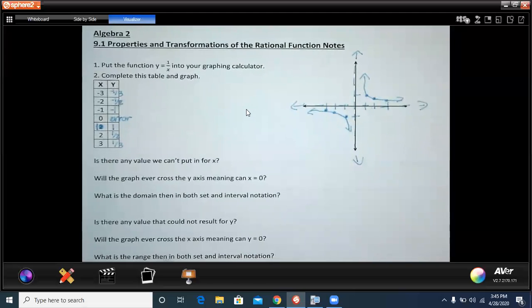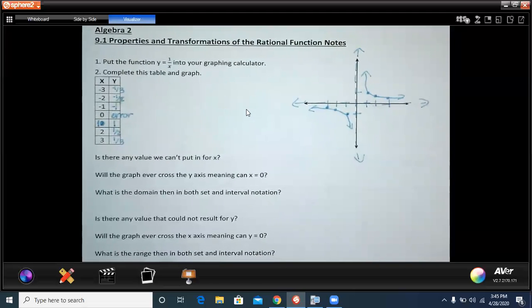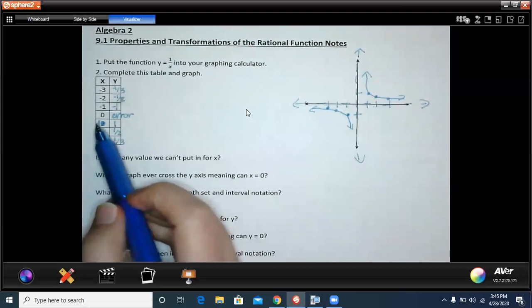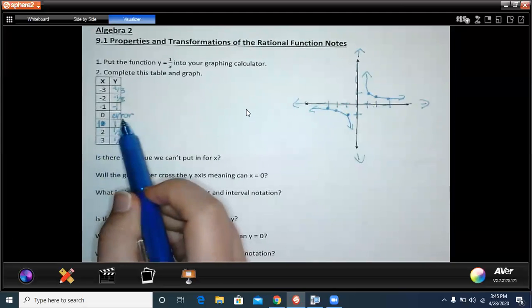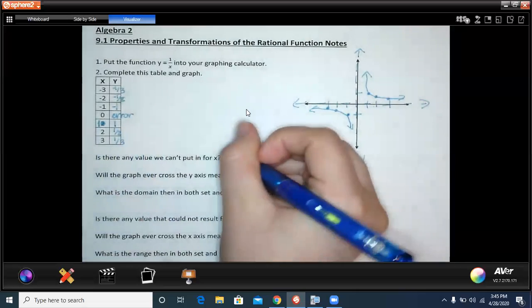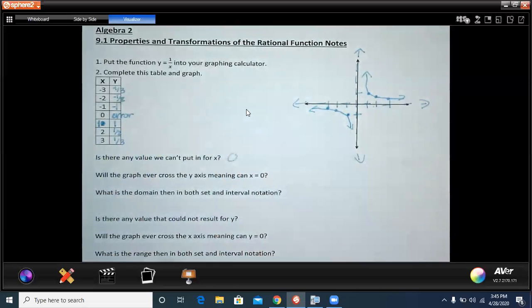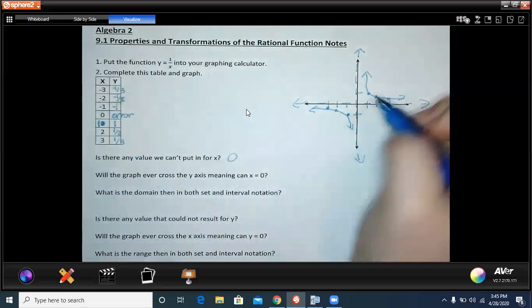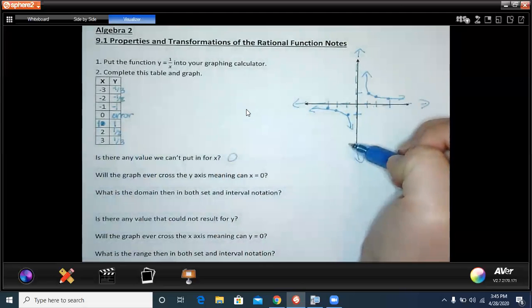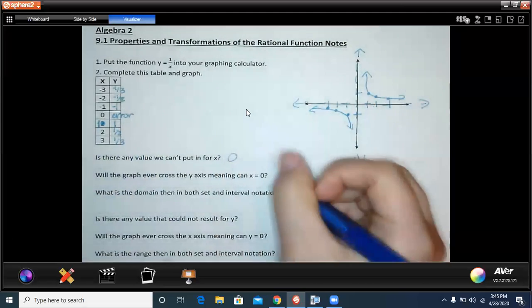So it says, first of all, is there any value we can't put in for x? Well, if you put in 0, we get an error, so we cannot put in 0. All right, then it says, will the graph ever cross the y-axis? Here's our y-axis. Does it ever cross it? Meaning, can x equal 0? Well, no, it can never cross it.